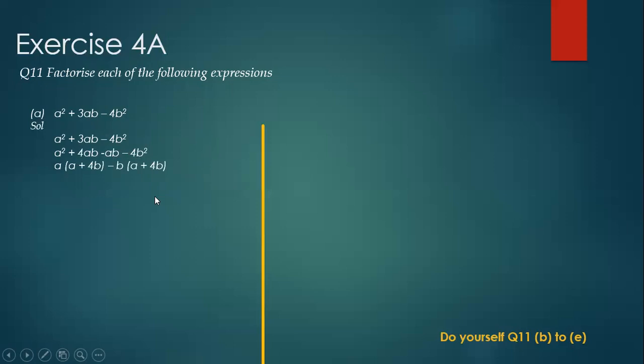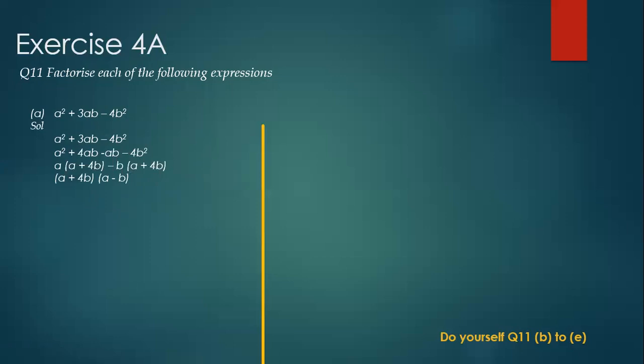So you can take the minus sign also as common, and there is only one b that can be taken as common. So if you take a as common, you will be left with a plus 4b within the bracket. And when you take minus b as common, you will be left with a plus 4b inside the bracket. So you're going to write the common factors first, which is a plus 4b, and then uncommon factors later, which is a minus b.